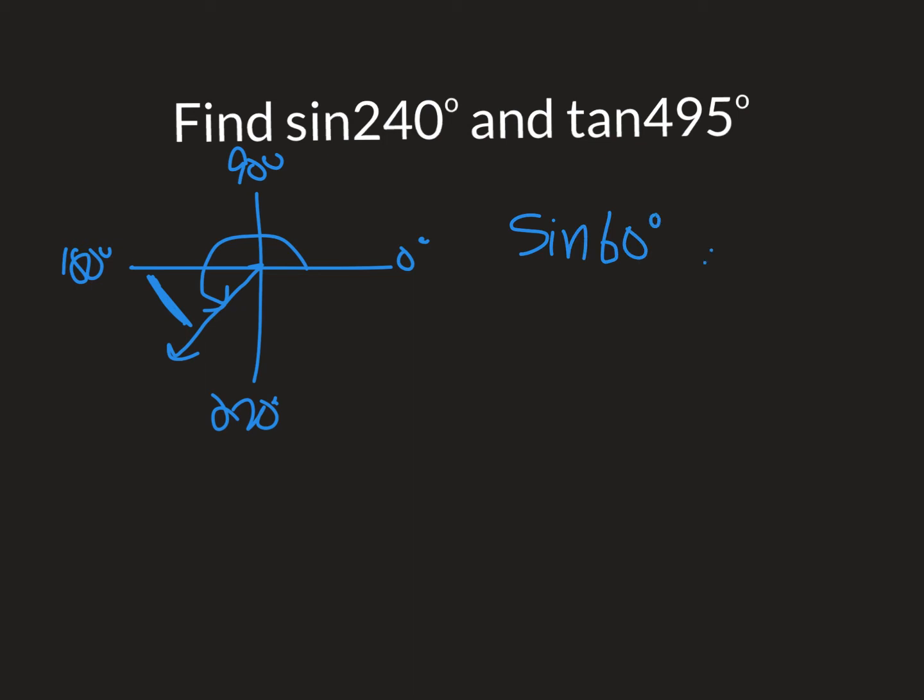And again, that's 30, 60, 90. That's an angle that we need to know. And so I'm just going to say it. Sine 60 degrees is square root of 3 over 2, right? And that's from that chart we saw the other day.